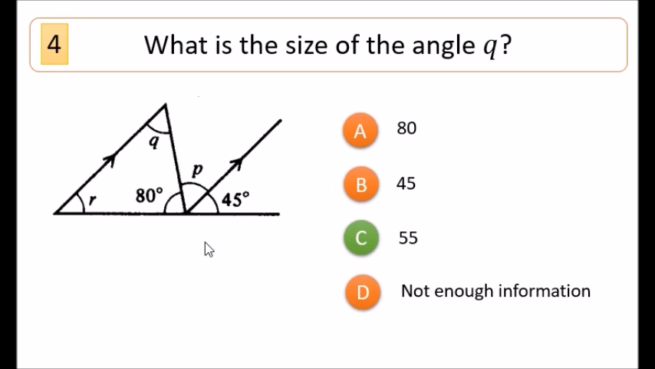The other way you could do this is to recognize that angle P plus 80 plus 45 would equal 180 because that's a straight line. And the angle P and Q, well, they are on opposite sides of the transversal here, and they are both between the parallel lines. Therefore P and Q are going to be alternate. They're both going to be 55 degrees.